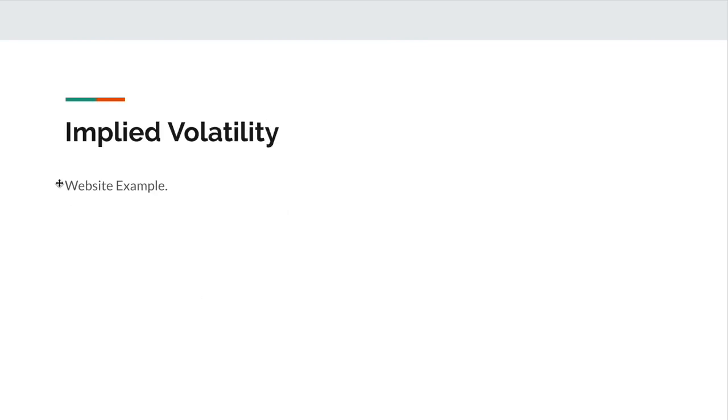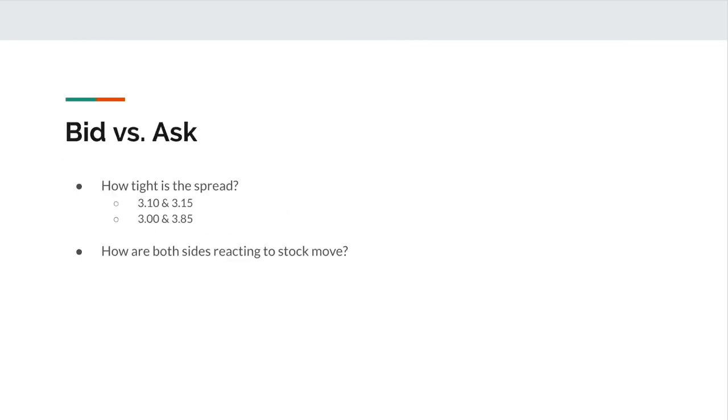Implied volatility, I'll go ahead and give you a website example. I don't really have much to say on it here. I also look at the bid and the ask. So how tight is the spread? How are both sides reacting to the stock's movement?